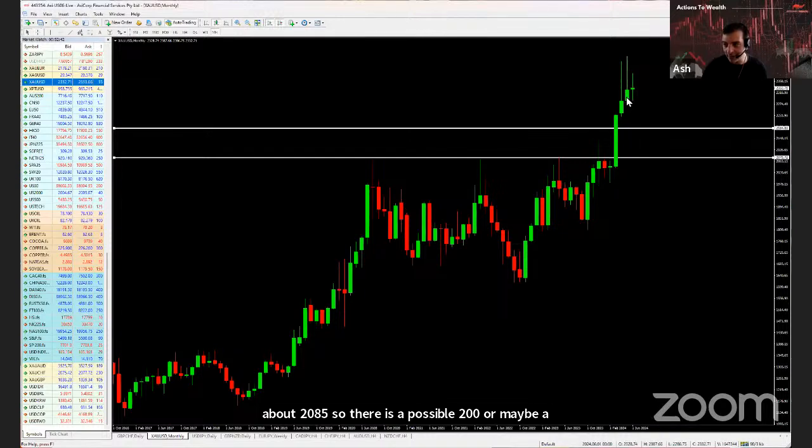This bar here is suggestive of selling. This bar here is suggestive of selling. I don't think it's going to be that deep, but I do think the next move for gold is much more likely to be lower than higher.